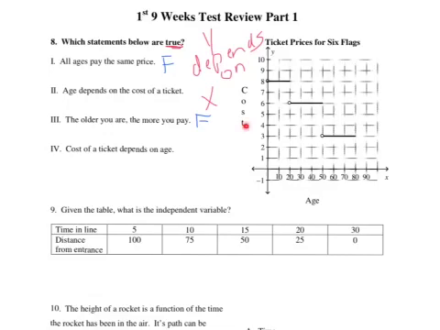This is our y value. This is our x value. So y always depends on x. So the cost depends on age. So now I need to find the answer choice that shows me cost depending on age. So age depends on cost? No, that's false. Cost depends on age. Yes, true.